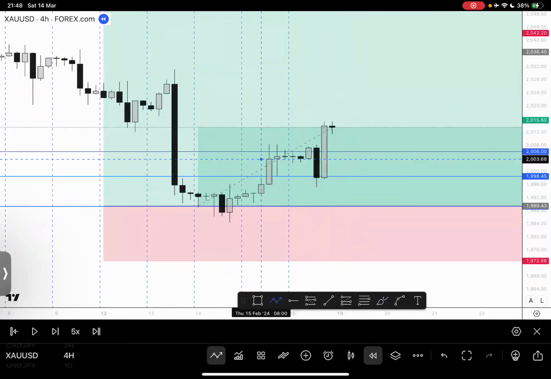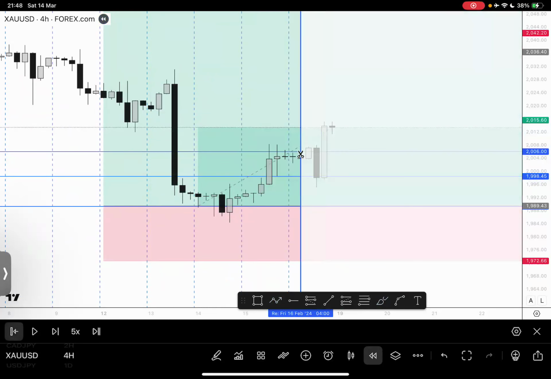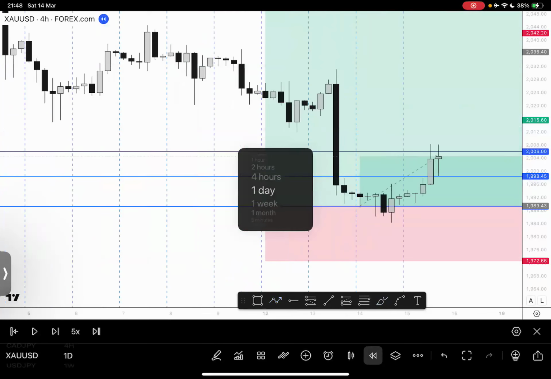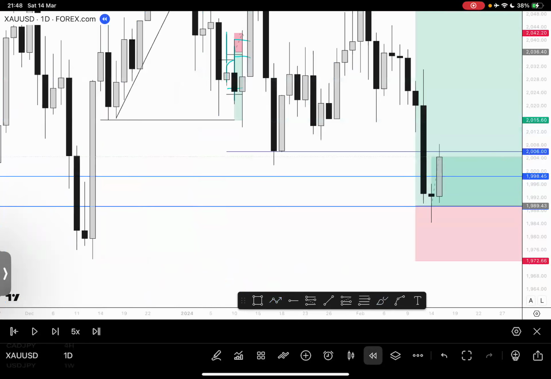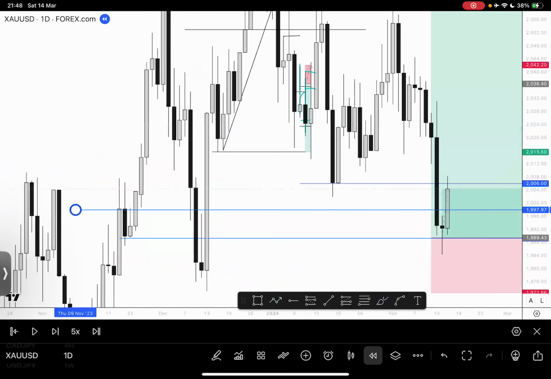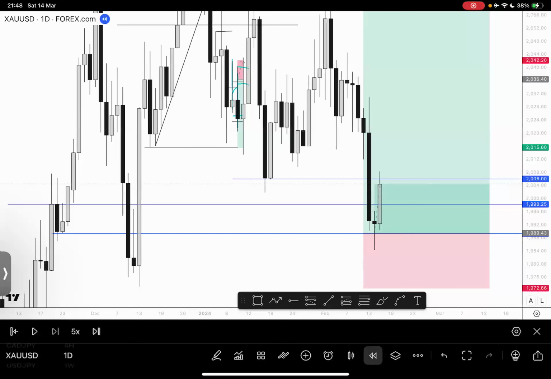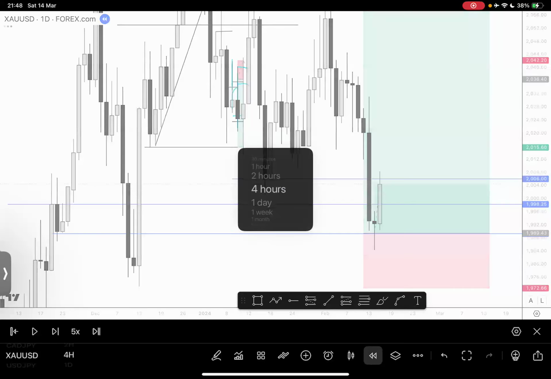Now, this is a daily level. Let me just take it back a little bit. This is a daily level right here, and this daily level is very important. So price, the market went there on the 4 hours and gave us a rejection.